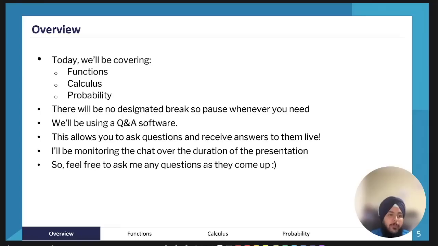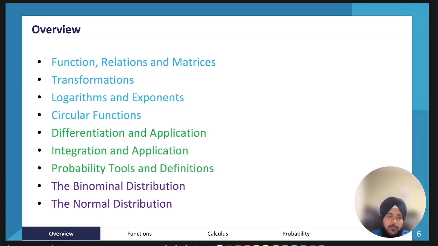And today what we'll be covering is functions, calculus, and probability. So the structure of the lecture is a little bit different this time around, so there will be no designated breaks, so pause whenever you need. And we'll also be using the Q&A software. So if you have any questions, please pop them through into the chat. I'll be monitoring the chat, so I'll be answering the questions as they come up.